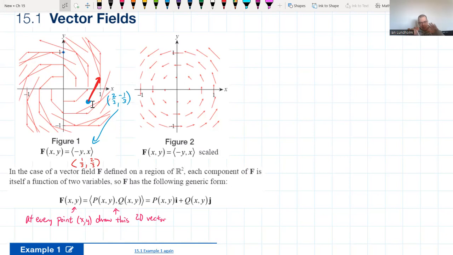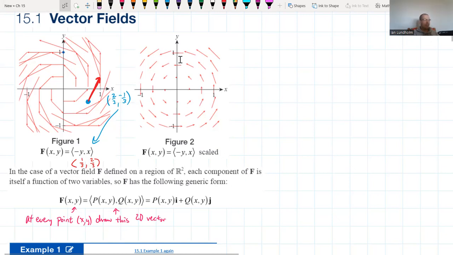But figure 1, it is cluttered. The vectors get very long and they start overlapping each other. It looks gross. So very often we end up looking at scaled versions of vector fields so that the vectors don't overlap and they have a nice, pleasing aesthetic quality. So figure 1 and figure 2 are really the same vector fields. This one's just been scaled down so that the vectors look more friendly.